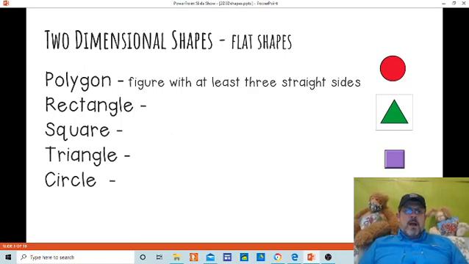Now, we know polygon, a figure with at least three sides. The lines are straight, and it's closed. Okay, all of those meet those requirements. Which one's a rectangle? Yeah. Which one's a square? Yeah. And the triangle? All right. Well, that was pretty easy, wasn't it? Okay. And of course, you already know which one's the circle. Everybody knows that.